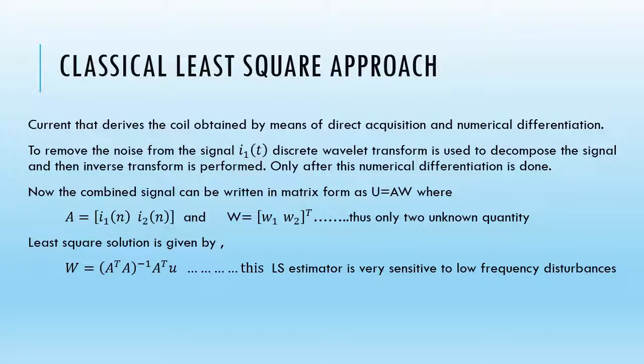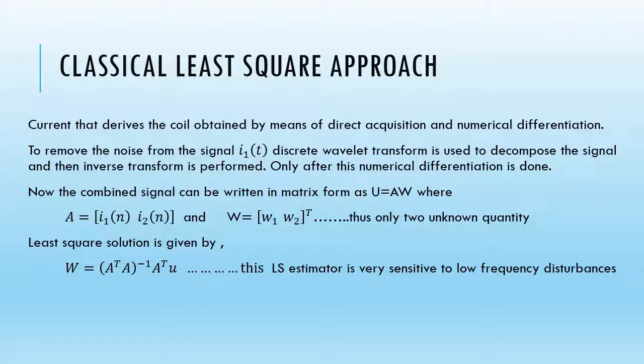Current signal is obtained by data acquisition and numerical differentiation. To remove the noise from the signal, discrete wavelet transform is used to decompose the signal and the inverse transform is performed. Only after that numerical differentiation is done. Now we can write our combined signal in matrix form as depicted in the slide, and thus we can find amplitude of W by least square approach.